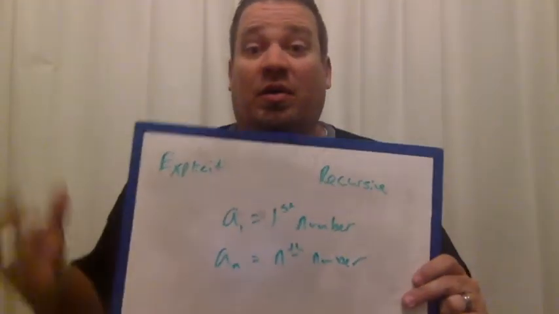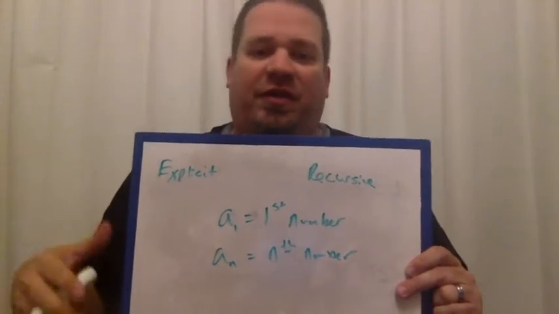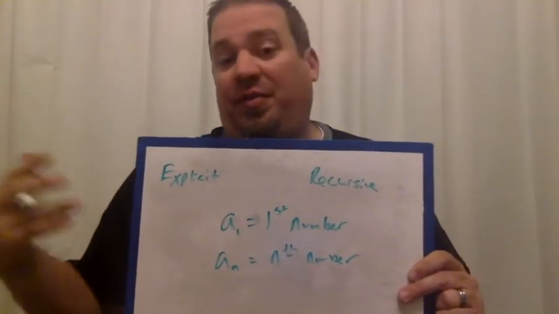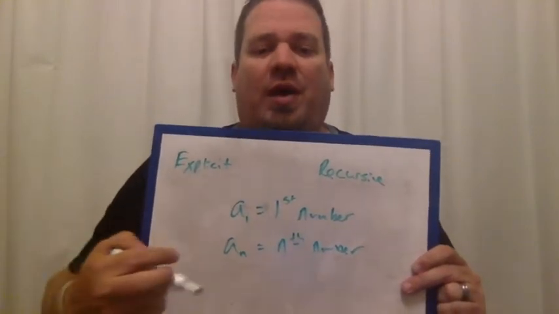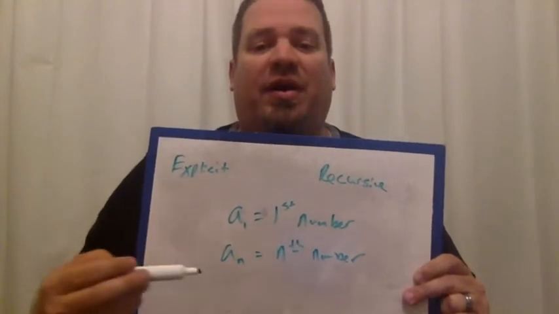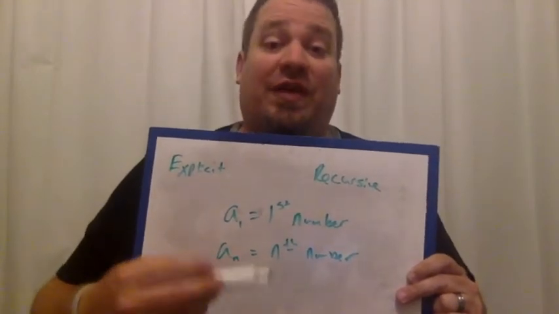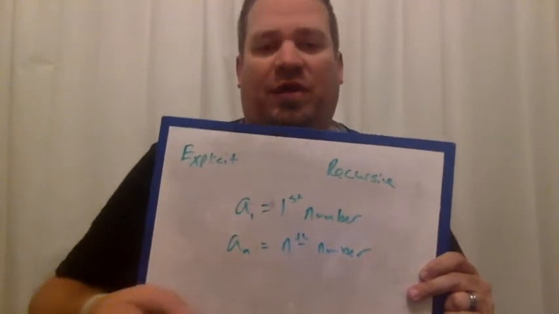A sub n is the nth number. So it's whatever number we're looking for. If it's the 34th term, or the 3000th term, whatever, we would write a sub whatever that number is, and that's the number in the sequence that we're looking for.